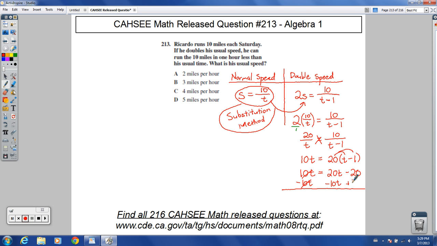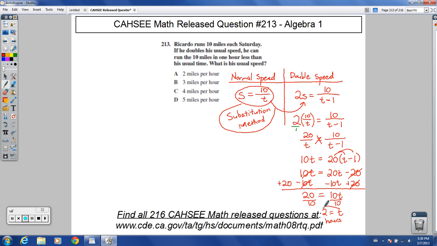And if I added 20 to both sides, that would get the t's on one side and the regular numbers on the other side. I'd have that 20 equals 20 minus 10, which would be 10t right there. If I divide both sides by 10, that gives me my normal time. My normal time would be 2 hours.